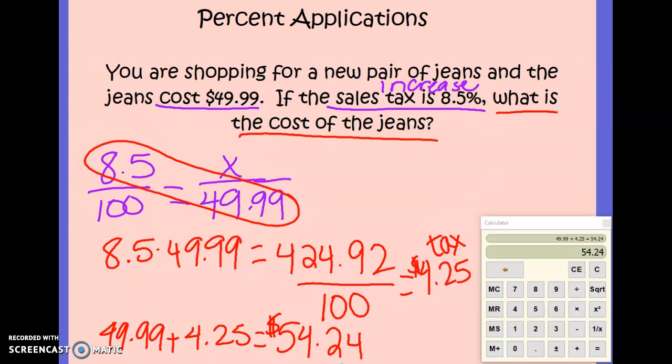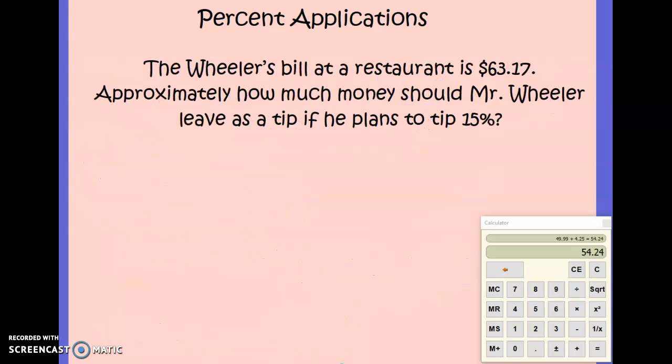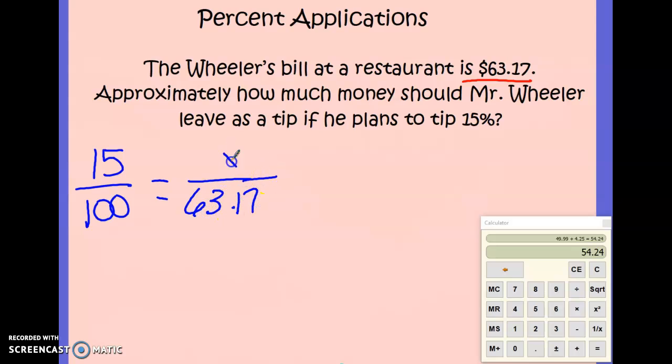Okay. Here's our next example. The Wheelers' bill at a restaurant is $63.17. So that's their bill. Approximately how much money should Mr. Wheeler leave as a tip if he plans to tip 15%? Okay, so we're going to set this one up. 15% out of 100. Okay, and our total bill is $63.17. We're looking for that tip amount.